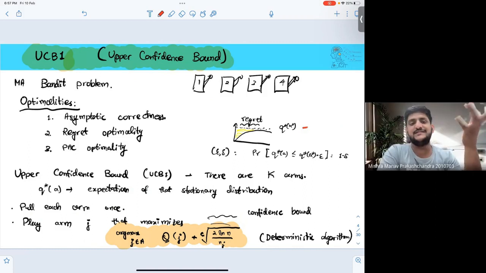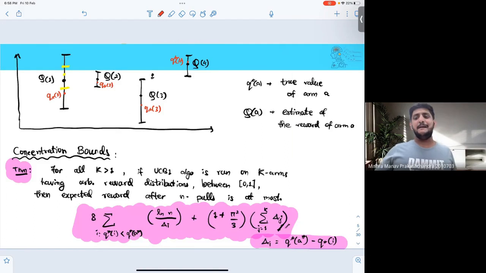So the strength of an algorithm depends on how small the regret area is, how well I'm able to optimize my regret. What this equation tells me is that my regret can be large, but it cannot be larger than this quantity over here. So this is a theoretical bound on the regret that we have for the UCB1 algorithm.